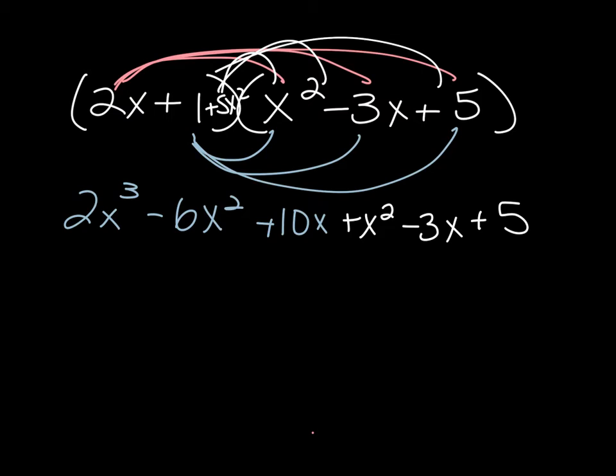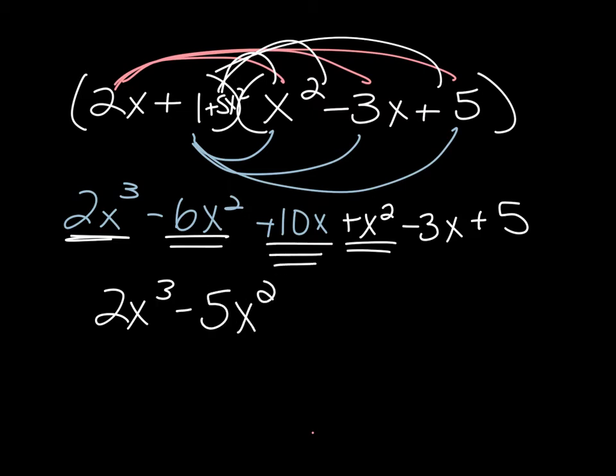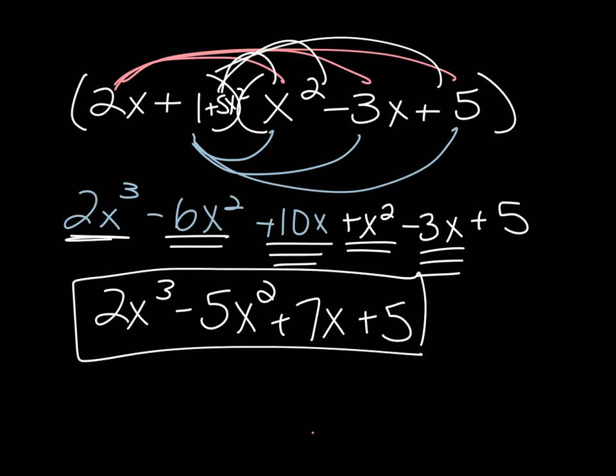So for every term that's in the front parentheses, you would multiply it times every term in the second one. And then in the end, combine like terms. So there's only 1 x cubed, so 2x to the third stays by itself. Then I've got a negative 6x squared and a positive x squared, so that's a negative 5x squared. A positive 10x and a negative 3x, that's a positive 7x. And then the positive 5 is the only constant, so it stays by itself.